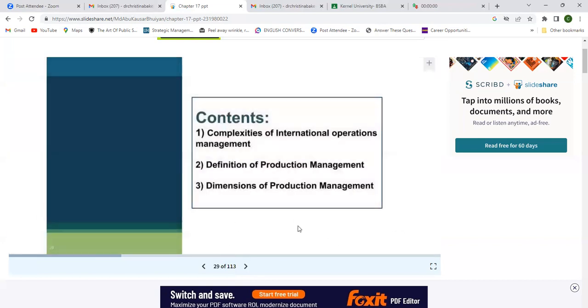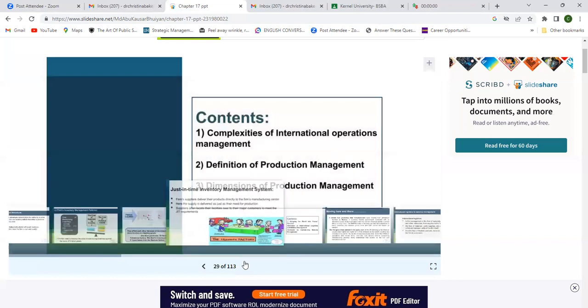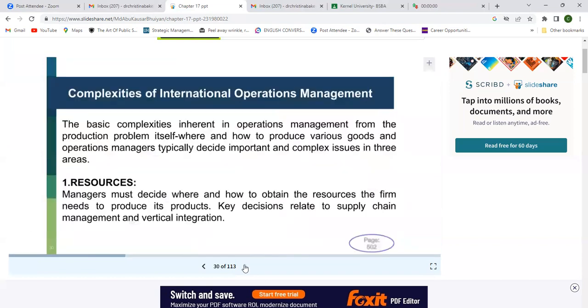Contents: complexities of international operation management, definition of product management, dimensions of product management. Complexities of international operation management. The basic complexities inherent to operations management focus on the production problem itself, where and how to produce various goods, and operation managers typically decide important and complex issues in 3 areas.